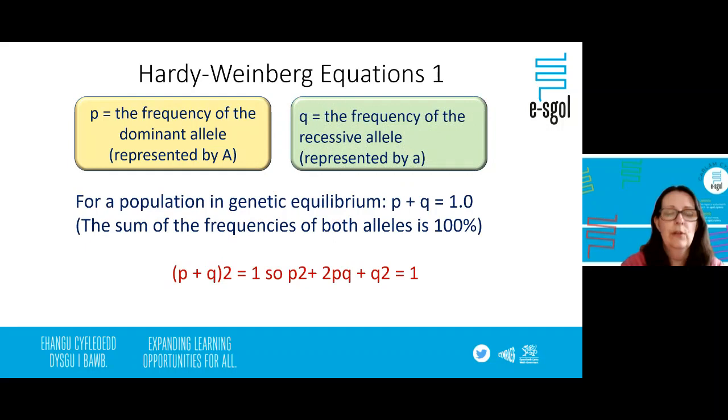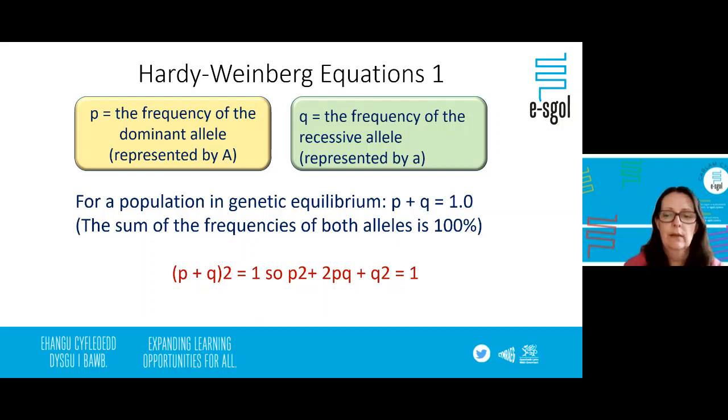So just very quickly going through the Hardy-Weinberg equations, we've got the frequency of the dominant alleles and also the frequency of the recessive alleles, with p and q respectively. And if a population is in equilibrium, then p plus q equals one.